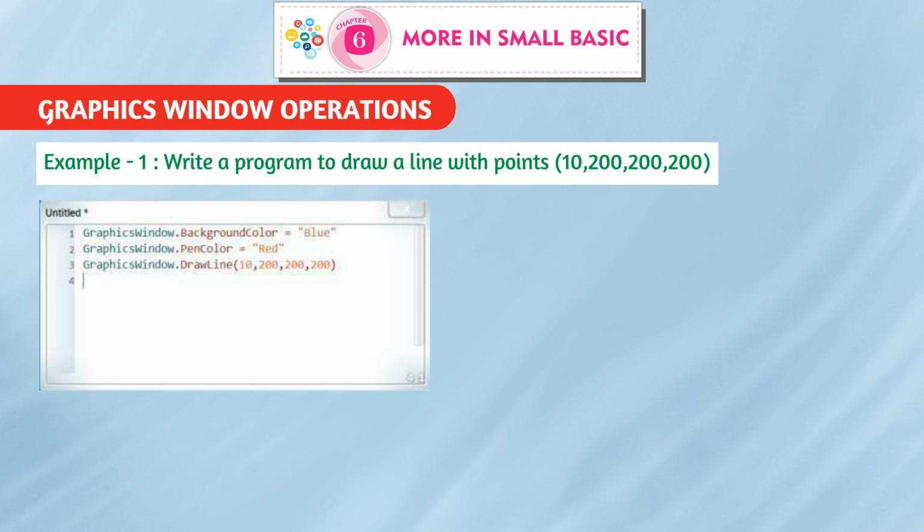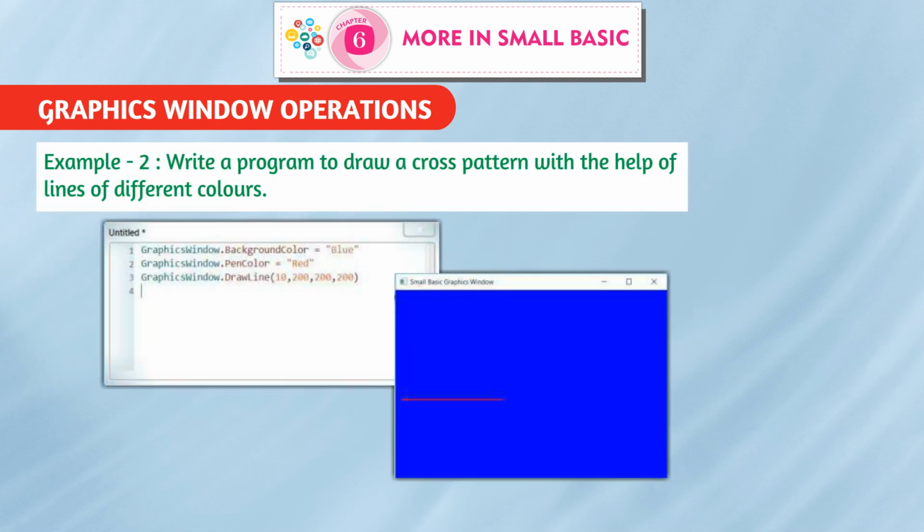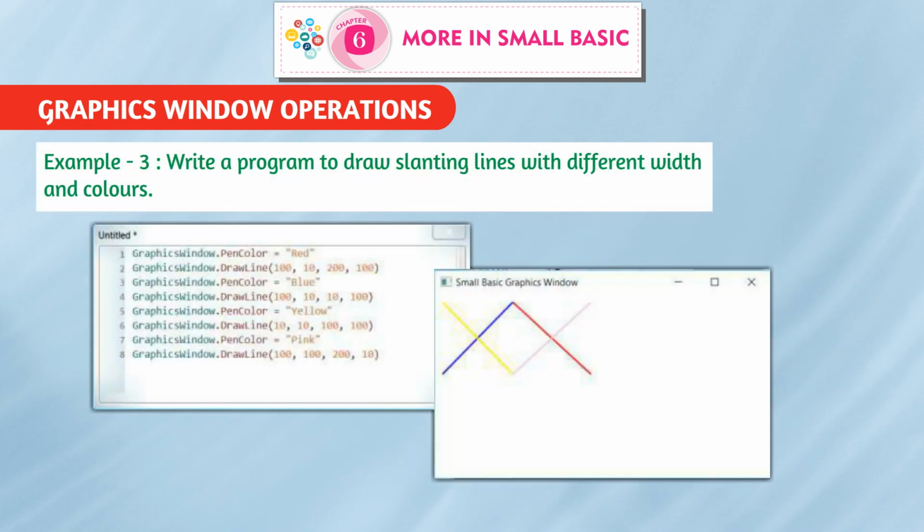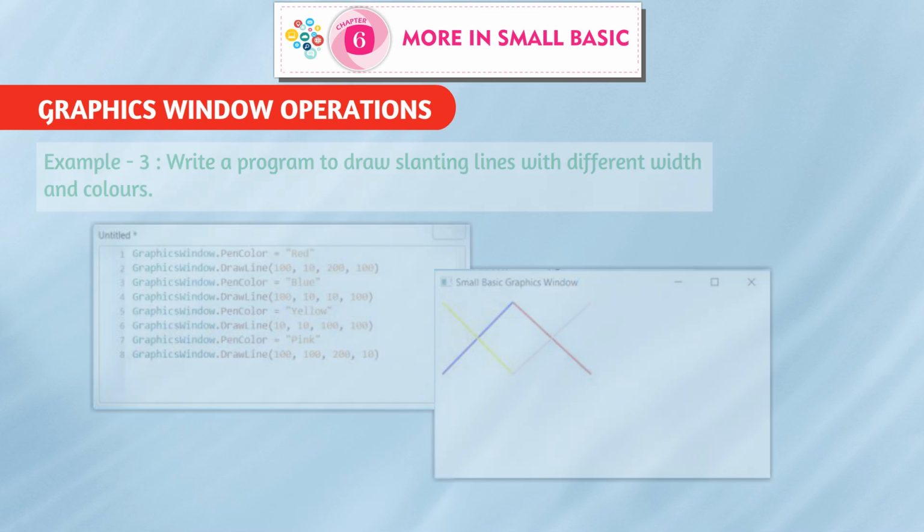Example 1. Write a program to draw a line with points 10, 200, 200, 200. Example 2. Write a program to draw a cross pattern with the help of lines of different colors. Example 3. Write a program to draw slanting lines with different width and colors.